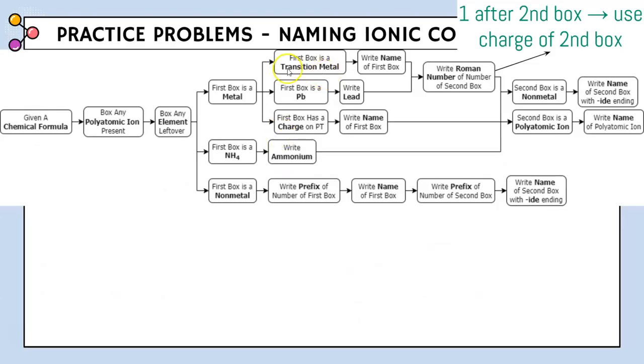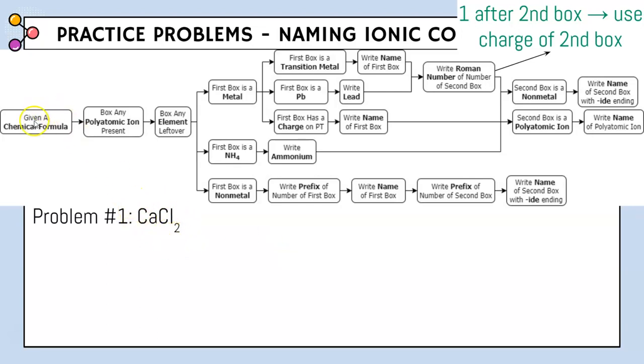So first we're going to be doing practice problems of naming ionic compounds, and we're going to be using the top part of the flowchart where we're starting with the formula. Now, just to note, when we get to this box here, if one is after the second box, we're going to use the charge of our second box. So problem number 1, we have CaCl2.